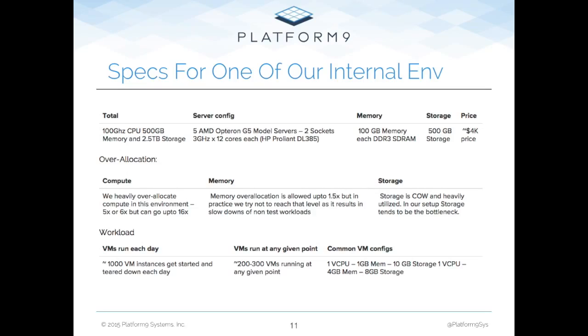In terms of workload, we run about 1,000 virtual machine instances. About 1,000 VMs get created or destroyed each day on this setup. On an average, about a few hundred VMs are running at any given point. Typical VM config is 1 vCPU, 1 GB memory, 10 GB storage, or 1 vCPU, 4 gig memory, and 8 gig storage. These are just flavors that we've captured in our Platform 9 managed OpenStack environment so that it makes it really quick for them to be consumed.